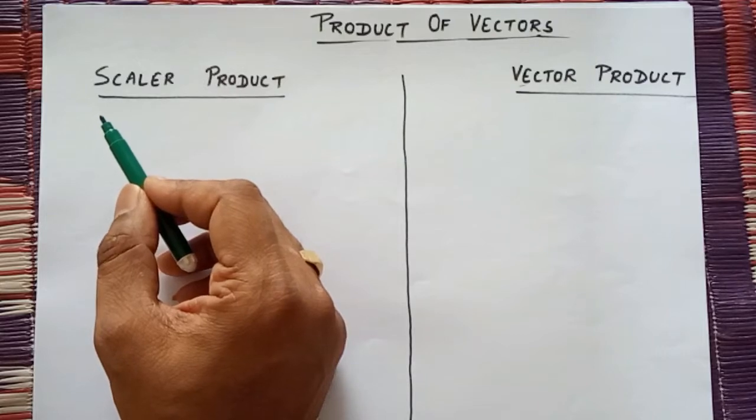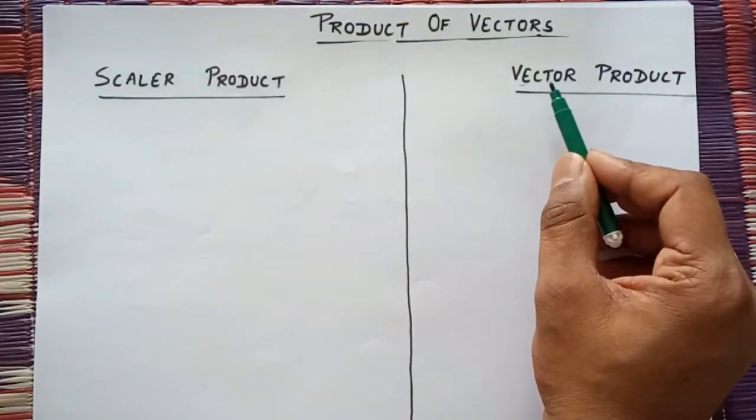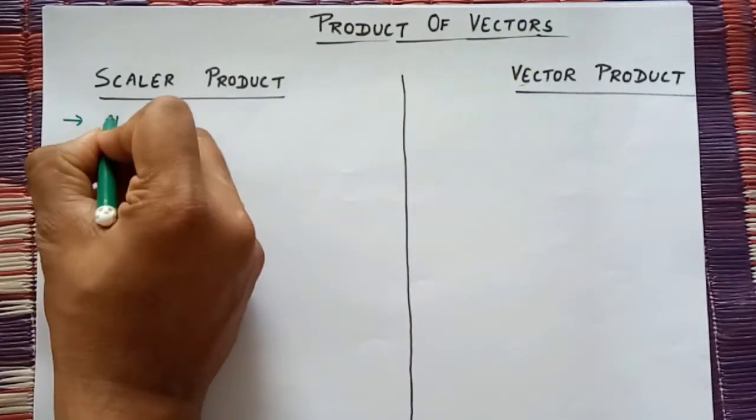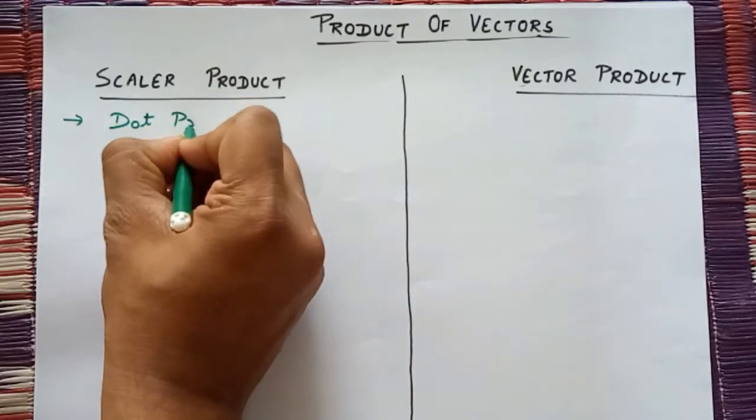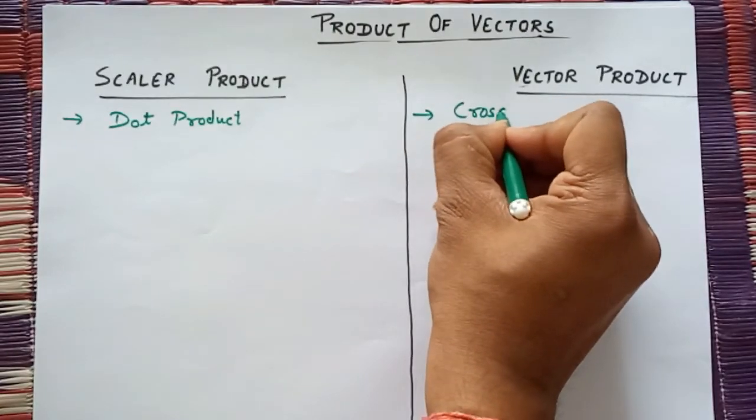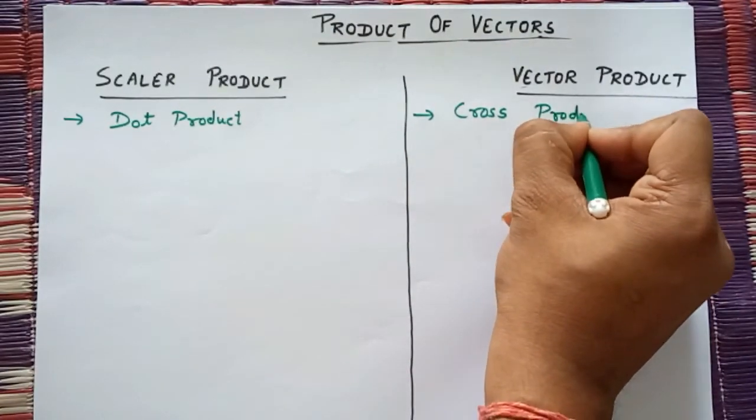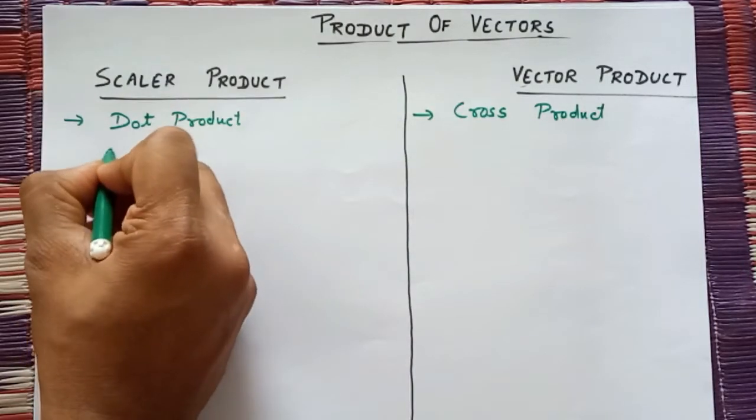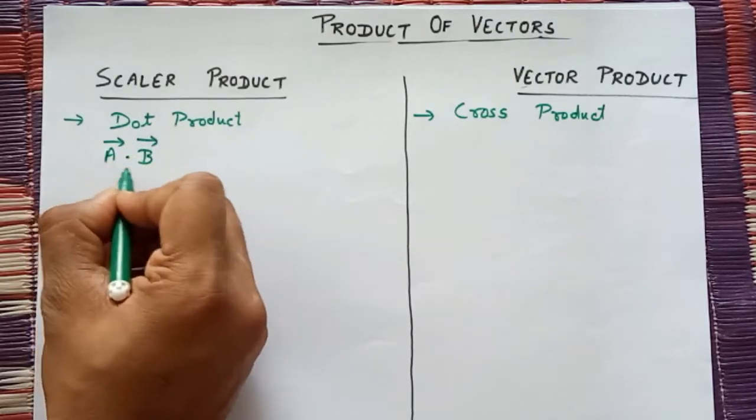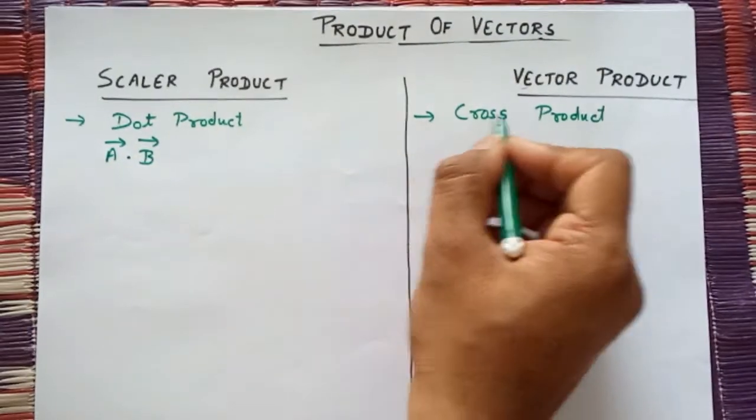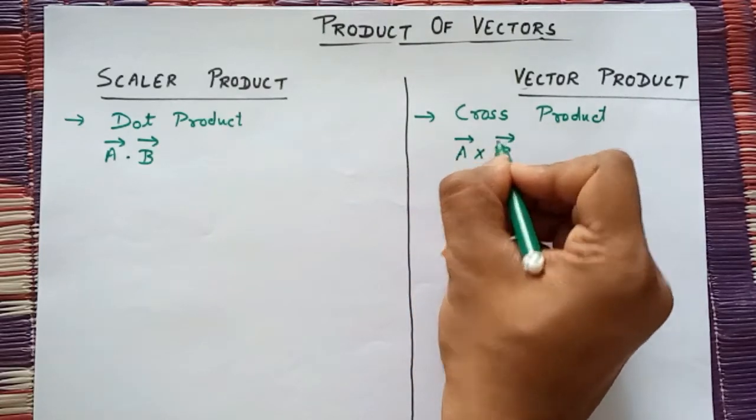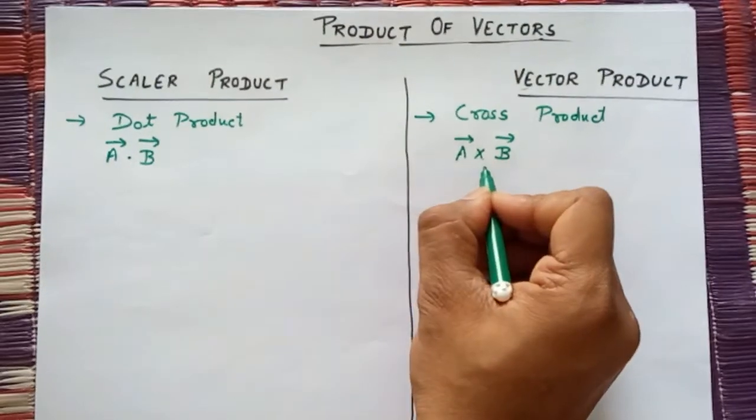And if the product of two quantities is a vector, then we can say it is a vector product. Scalar product is also known as dot product, and vector product is also known as cross product. We represent both of these products as follows: for a dot product I will write A vector dot B vector, and for vector product I will write A vector cross B vector. This will give us a scalar quantity, this will give us a vector quantity.